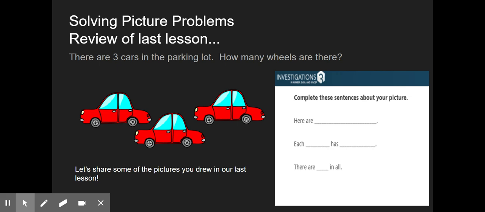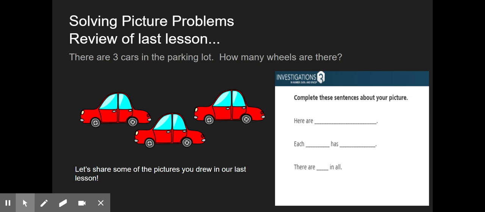We also looked at our review of our last lesson, solving picture problems. Last time we learned if there are 3 cars in the parking lot, how many wheels are there? And we drew some pictures last time of some different things that come in groups.